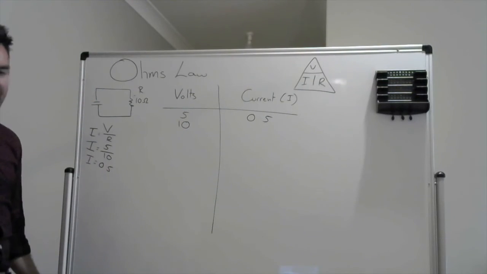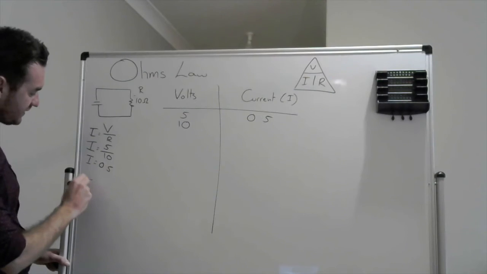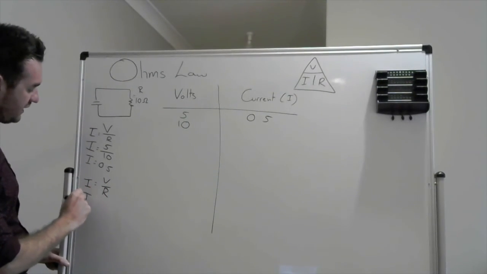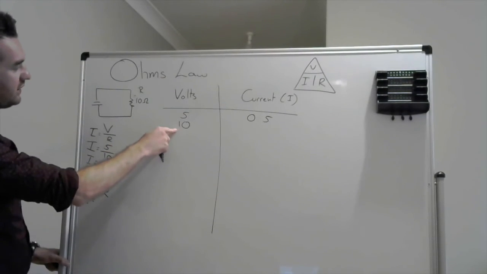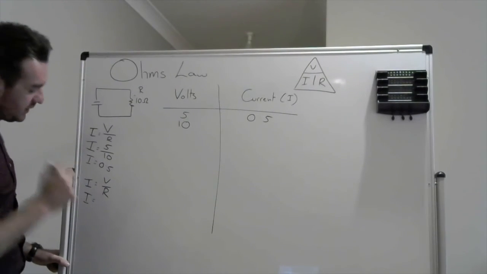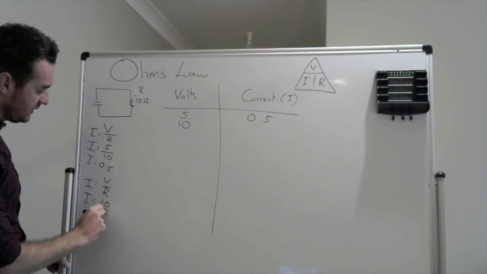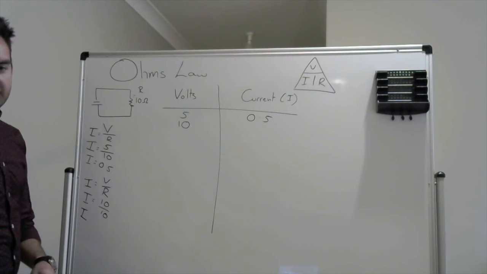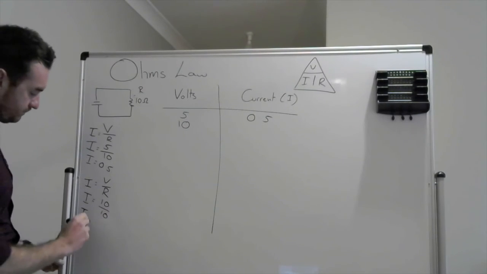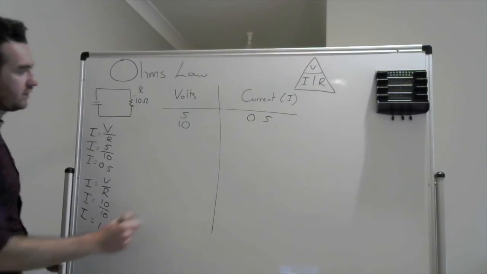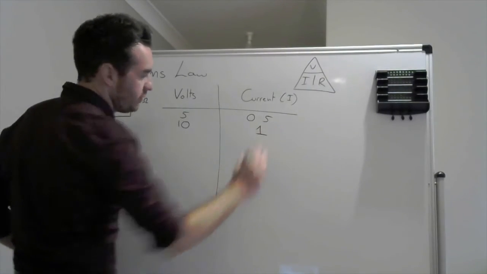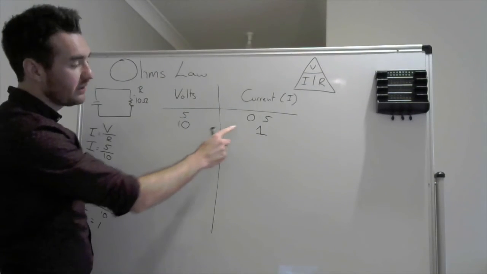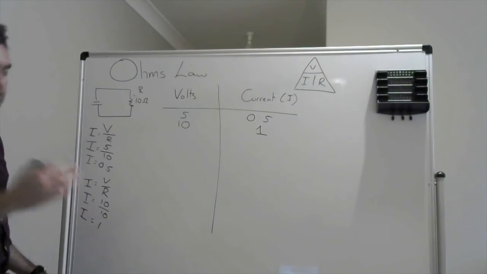If our battery is now 10 volts, I is still equal to V divided by R. I is equal then, our volts are 10, our resistance is not changing, so 10 divided by 10 should give us 1. Okay, so if you look at this table, I know we've only got 2 data points, but as we increase the voltage, it looks like our current is beginning to increase as well. So let's keep going with that.